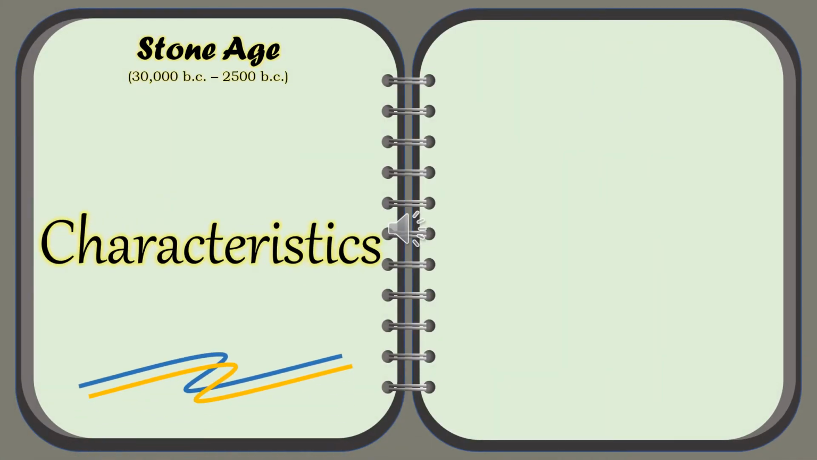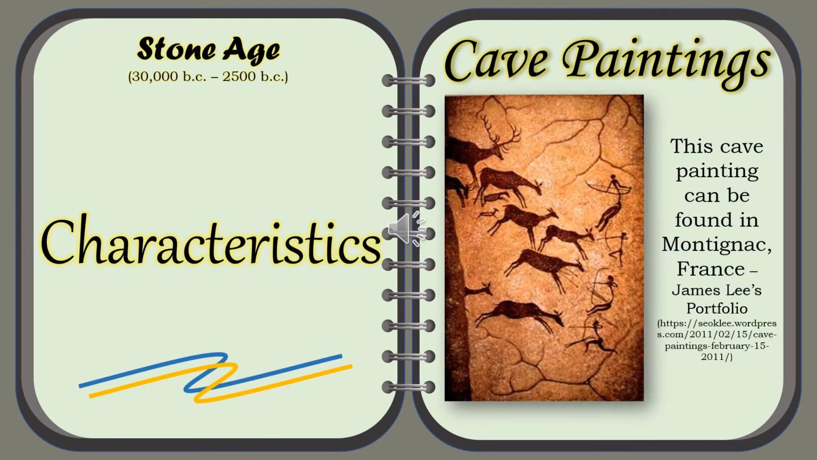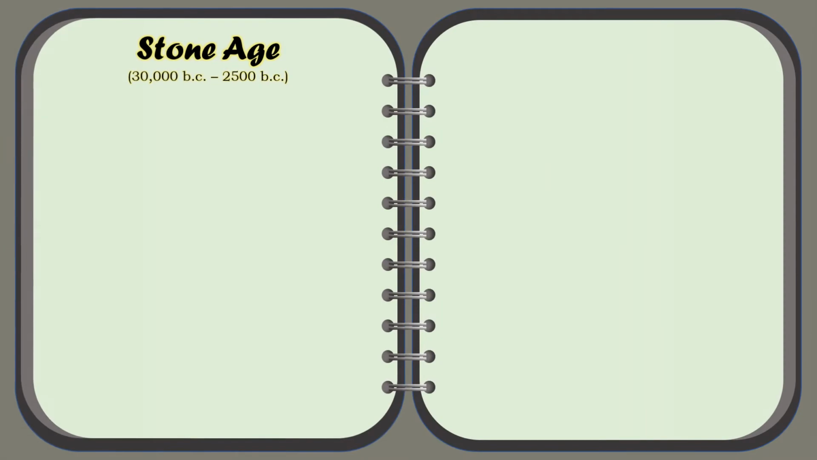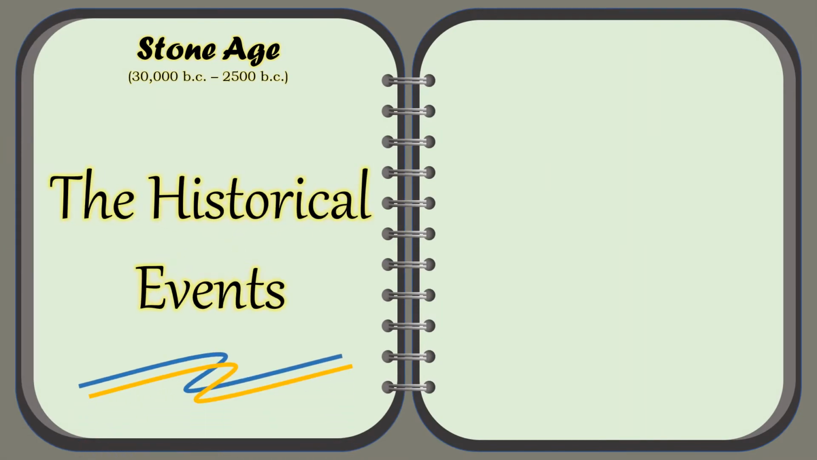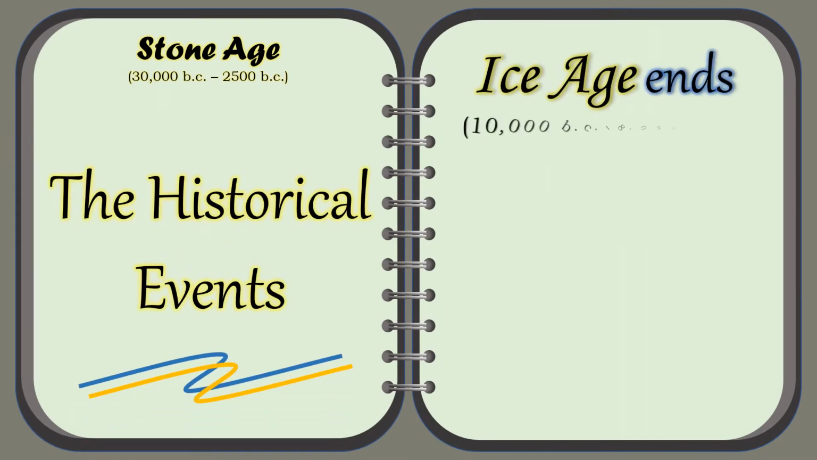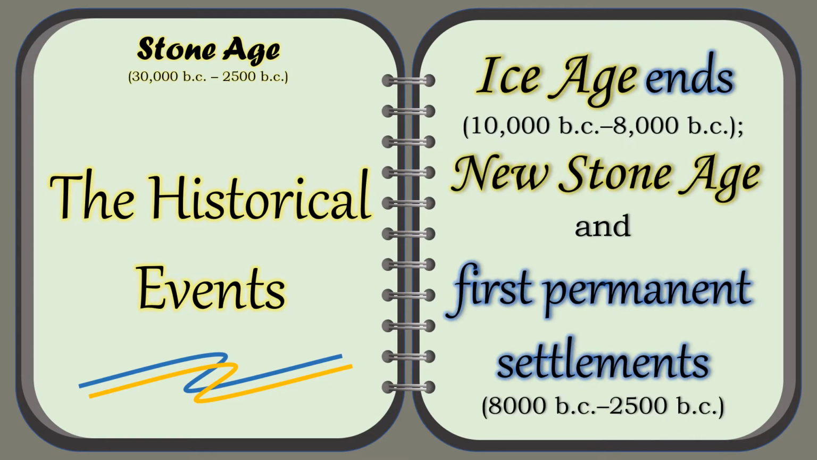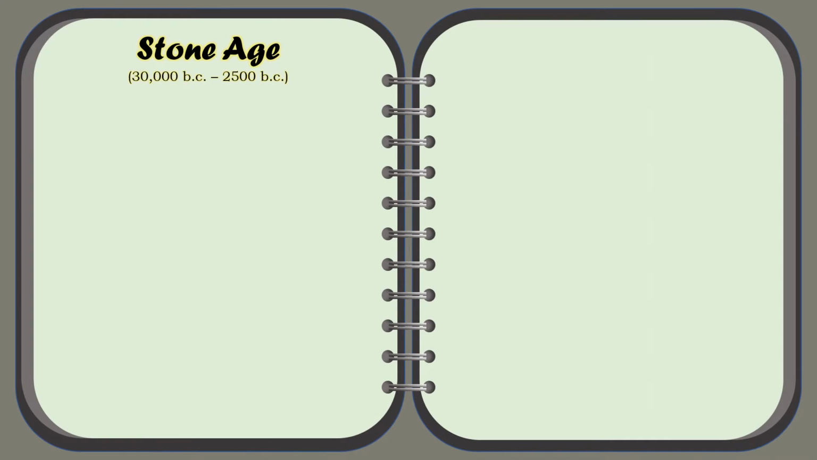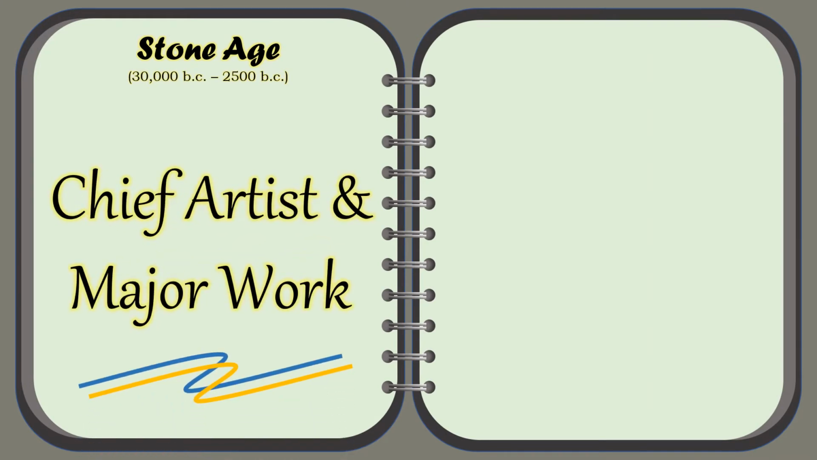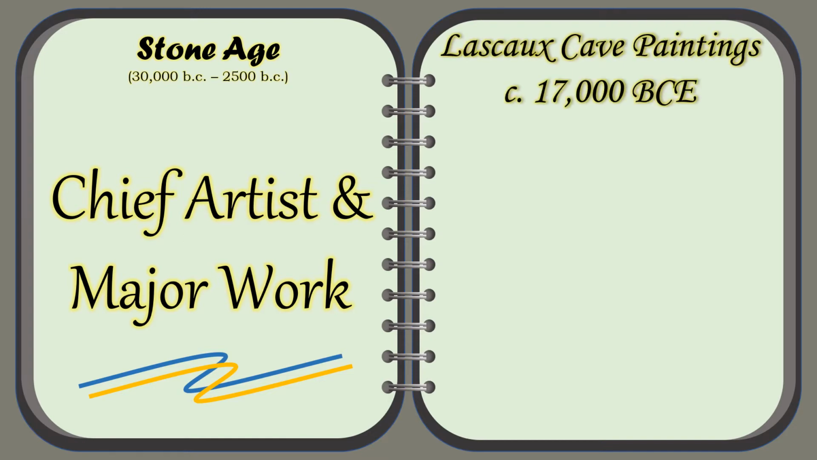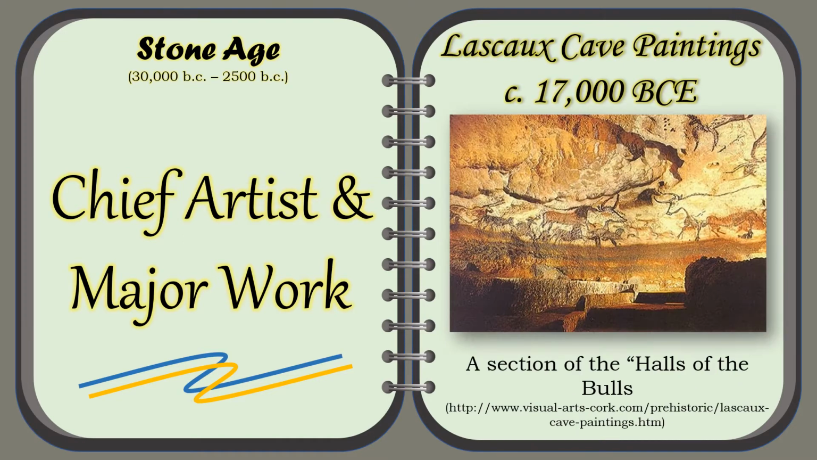Stone Age characteristics. This cave painting can be found in Montignac, France. The historical events: the Ice Age ends, the New Stone Age and first permanent settlements. Chief artist and major work: Lascaux paintings, a section of the Hall of the Bulls.